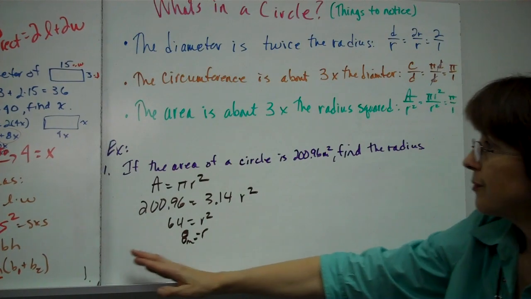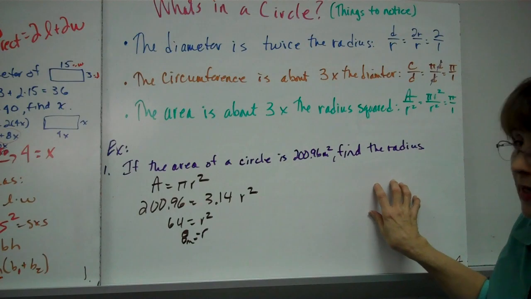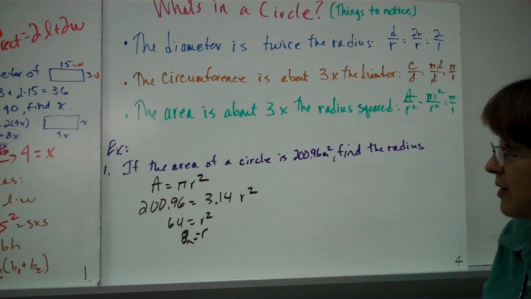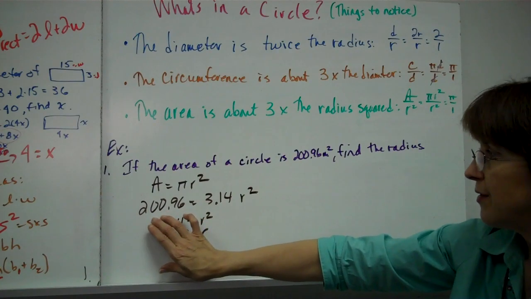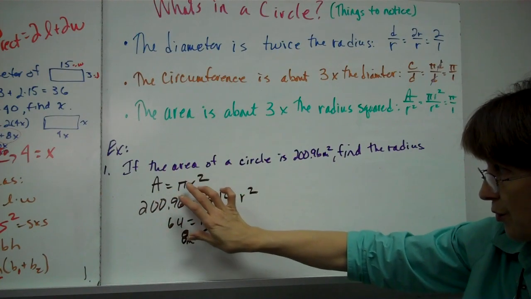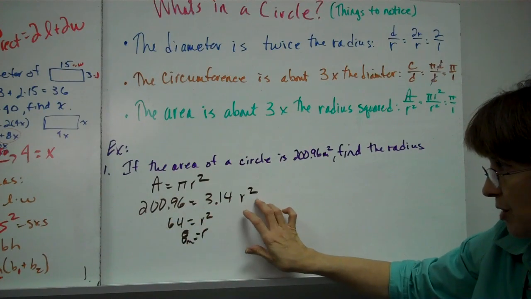Example number 1. If the area of a circle is 200.96 meters squared, find the radius. Okay, so now, usually we're given the radius, find the area, but now we're going to have some different kind of problems. So our area is that. We plug it in, write down the formula first. The area, plug it in. We use 3.14 for pi because we already have a decimal, so just keep it to decimals, times r squared.